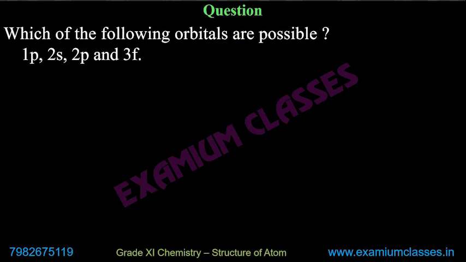Next, which of the following orbitals are possible? You need to write in the chat window. Remember, I am asking only for possible. Don't write which are not possible. Not in the notebook, just write in the chat box. Arjun, think again. Sorry, possible you have written, correct. So I am asking for possible, then your answer is correct.